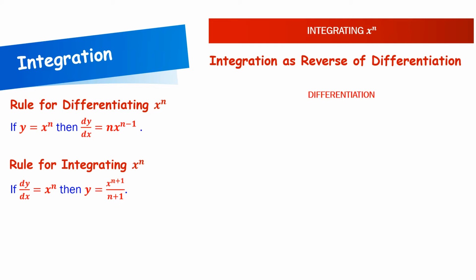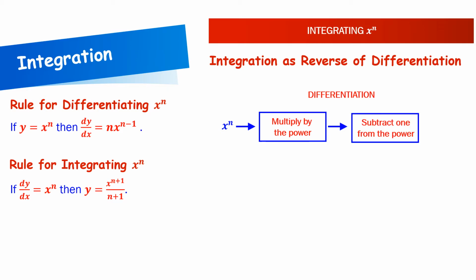So what do we do if we want to differentiate? We start with, say, x to the power n. We multiply by the power and then subtract 1 from the power to give n times x to the power n minus 1.